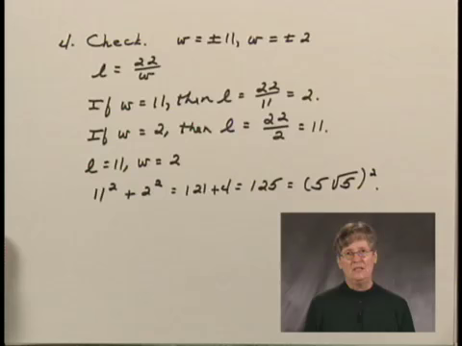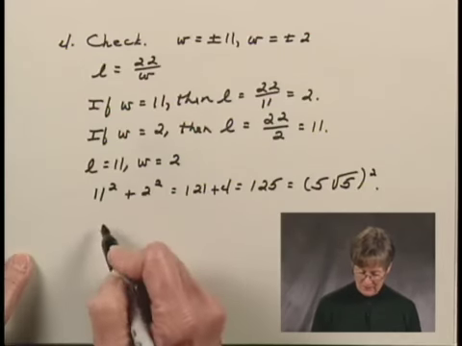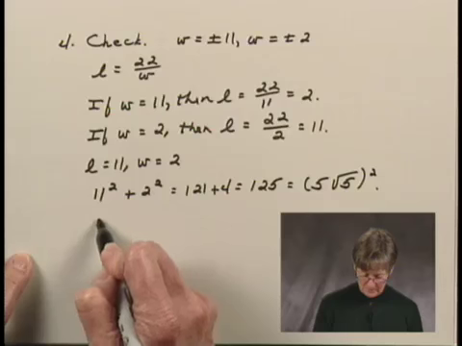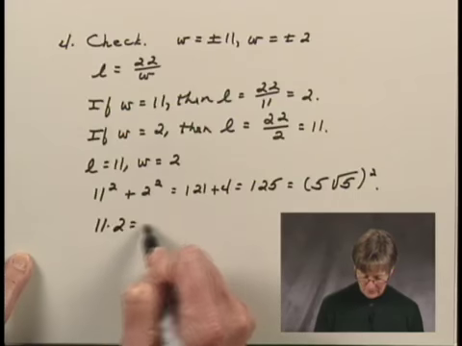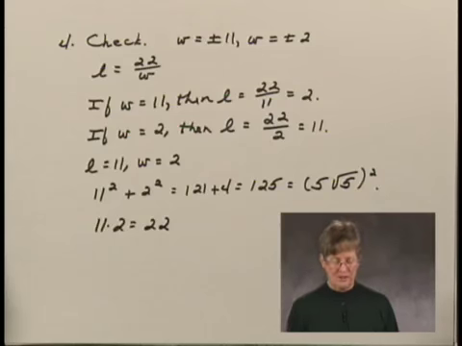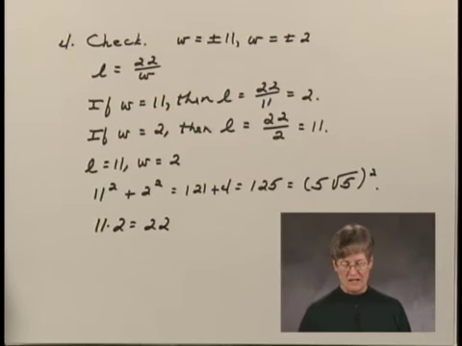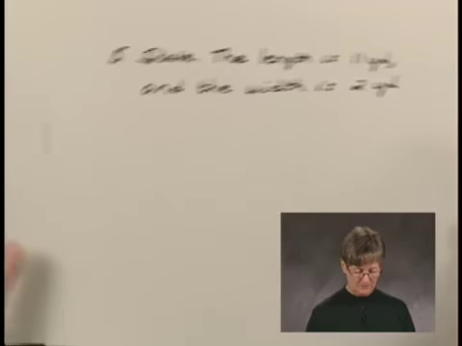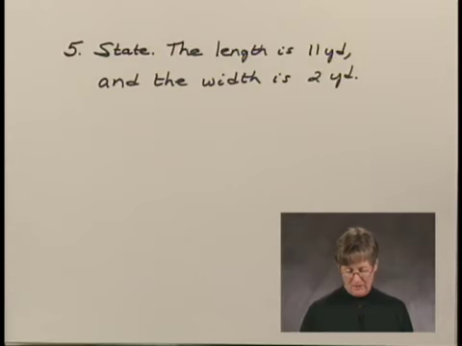The other thing we need to check is to see if we have the correct area with these dimensions. The area is going to be 11 times 2, which is 22, and that was the area that we were given, 22 square yards. So these dimensions do check, and now we're ready to state the result. The length is 11 yards, and the width is 2 yards.